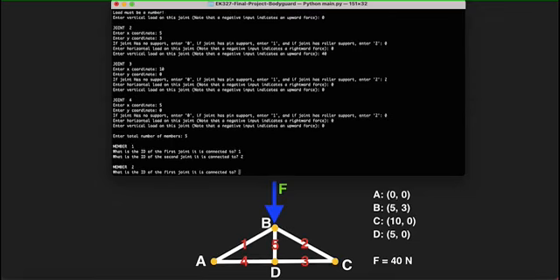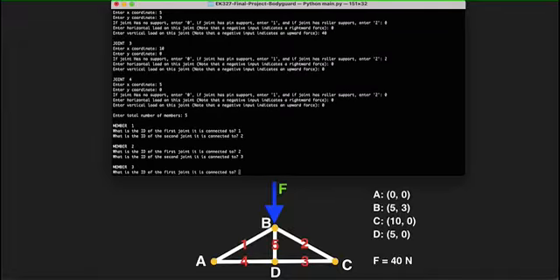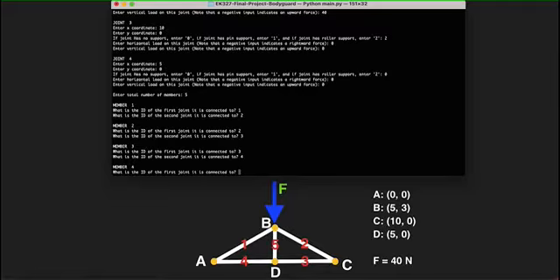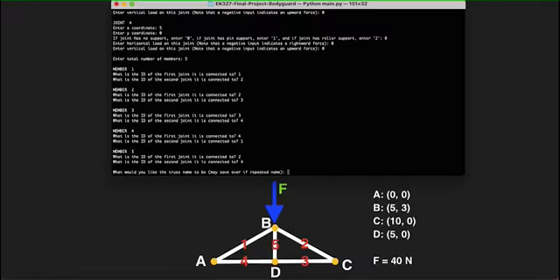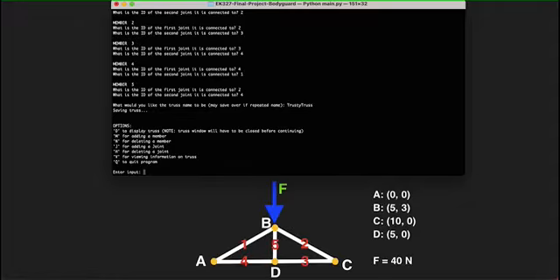Now we have member 2, which goes from B to C, so that's 2 to 3. Member 3 goes from C to D, so 3 to 4. And 4 is 4 to 1, and then 5 is 2 to 4. Now that we have all that information inputted into the program, it gives us the opportunity to save the truss. So I'm going to save it as trusty truss. And now we have our menu with various options here.